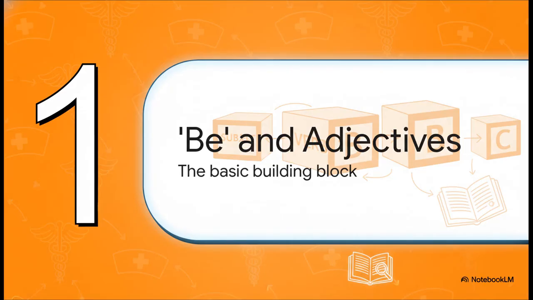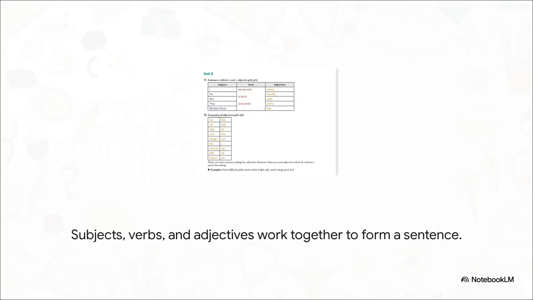Okay, let's start with the absolute basics, the building blocks of a sentence. All you need are 3 little parts: a subject, the verb be, and an adjective, which is just a word that describes the subject. Take a look at this table. It shows you exactly how those 3 parts fit together. See the pattern? You've got a subject, a verb, and an adjective.